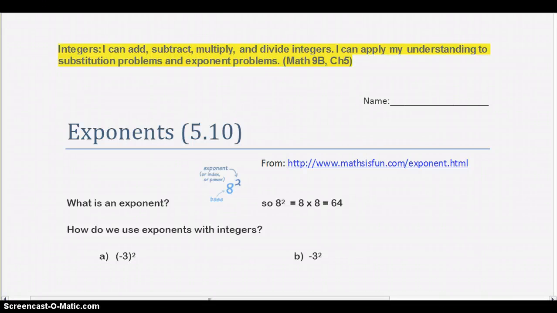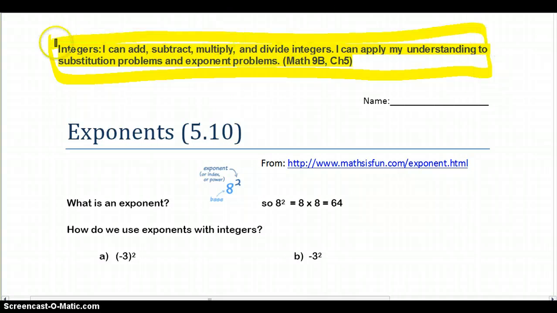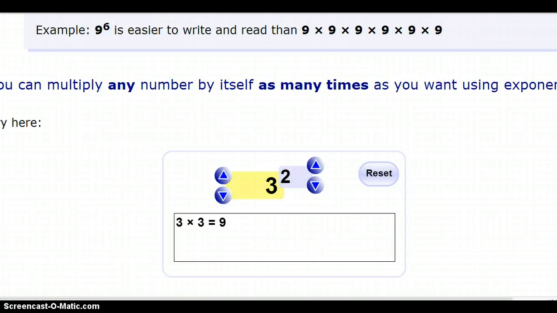Alright, we're back with integers, back with our goal here, which is adding, subtracting, multiplying, dividing integers, and then applying our understanding to substitution problems, which I did yesterday, and exponent problems is the new thing today. I'm going to start just with a bit of a definition of exponents here, and this is actually, I think, a great way to visualize it.